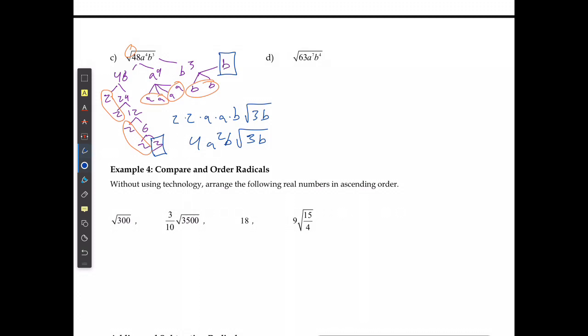I can do the same thing with the next example. I can say that 63 is going to break up into 3 and 21, and that breaks up into 3 and 7. I'm just going to list out the A's. I have 1, 2, 3, 4, 5, 6, 7 A's, and I have 1, 2, 3, 4 B's.